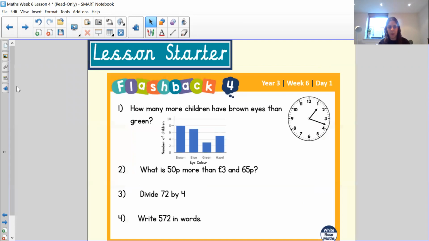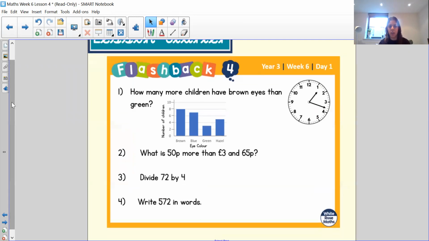Okay, so the first question says, how many more children have brown eyes than green? So you've got brown, the bar for brown is here. You can see what number it's going up to, and green is here, and it's in between the 2 and the 4. So how many more children have brown eyes than green? So I'd like you to pause the video and work through that one for me.